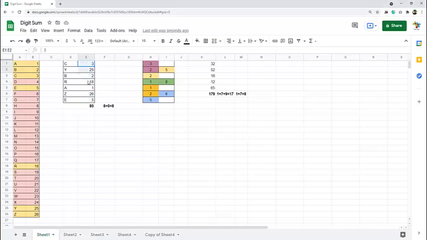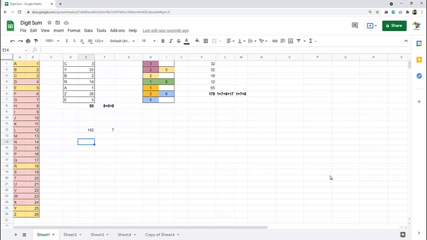Now we will perform a digit sum on all these numbers. In case you don't know what digit sum is, first let me explain. The digit sum of a number, say 142, is just the sum of each individual digit present in 142. It means 1 plus 4 plus 2 is the digit sum of 142. So 1 plus 4 plus 2 is equal to 7. So 7 is the digit sum of 142.